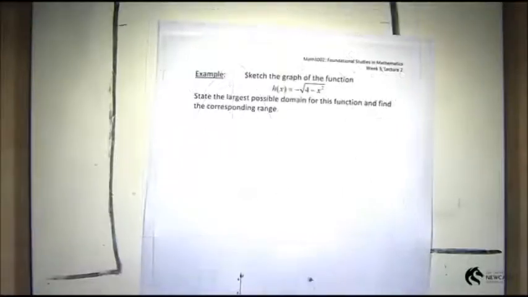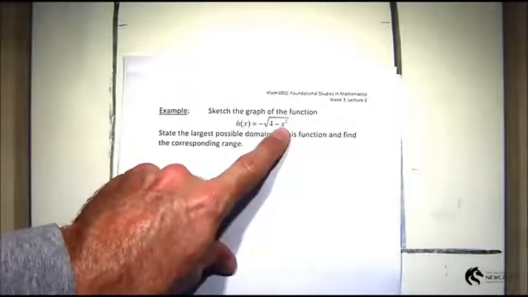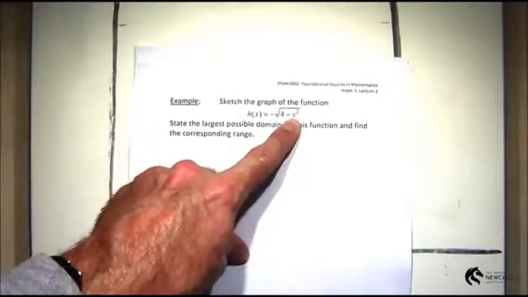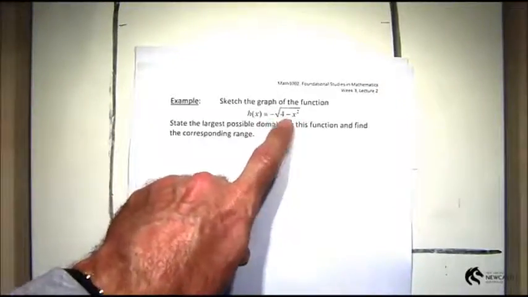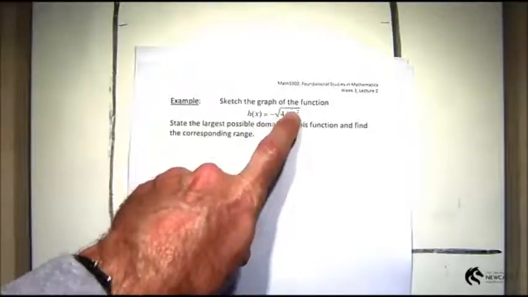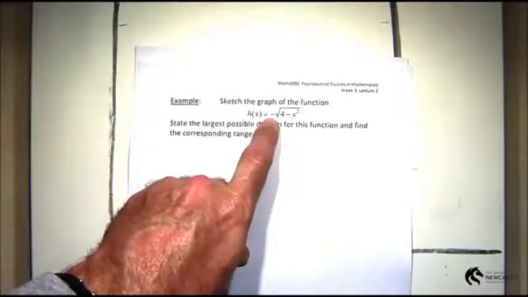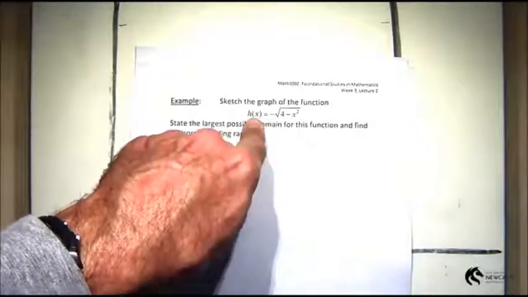So here's another example of a function. It says sketch the graph of this particular function. Once again, if I pick a value for x, say x is equal to 1, then x squared is 1, 4 minus 1 is 3. I can take the positive square root. That symbol there means take the positive square root. Then it says multiply by minus 1. So when I do that, I get a unique value here. So therefore, this is indeed a function.